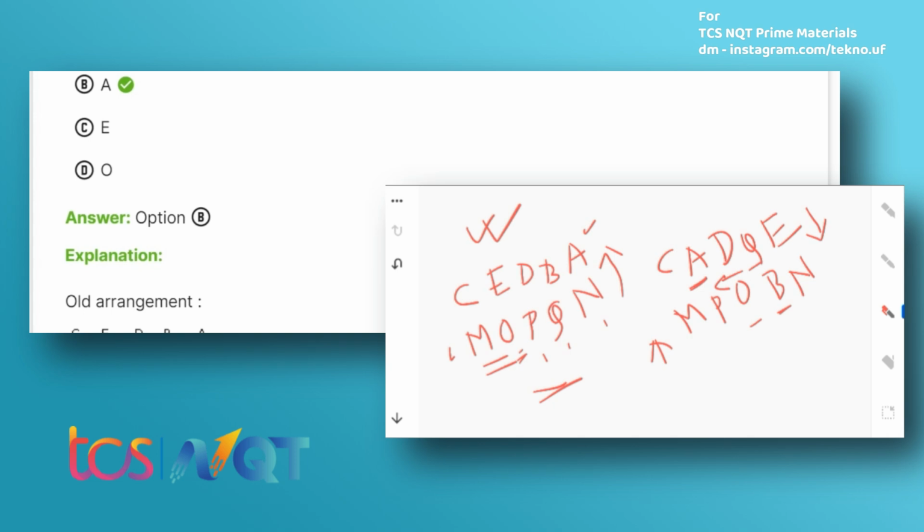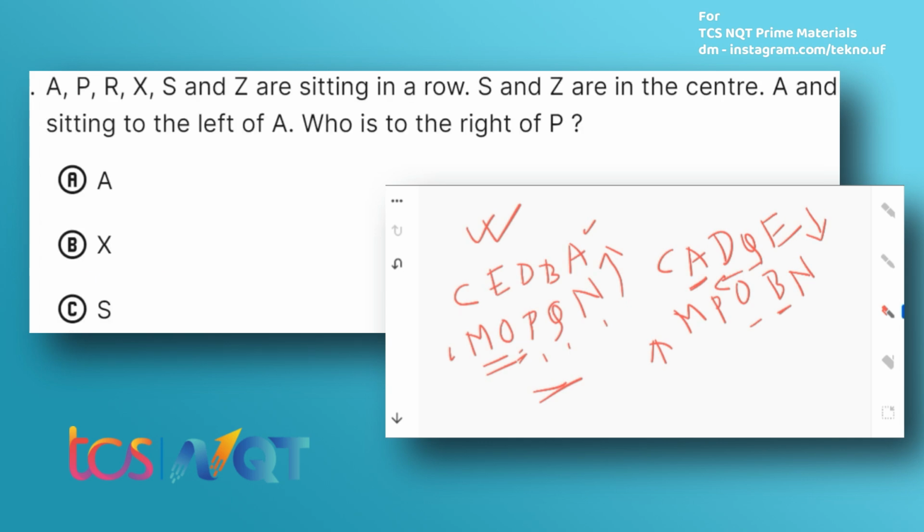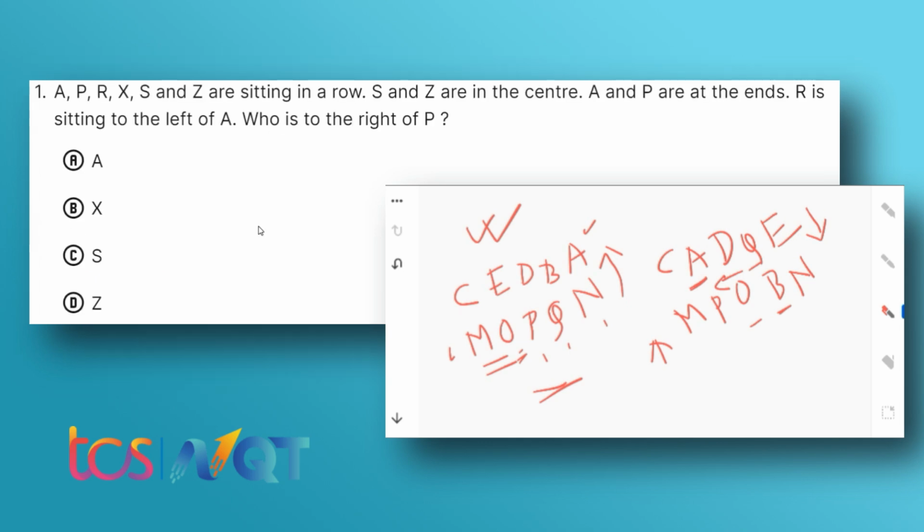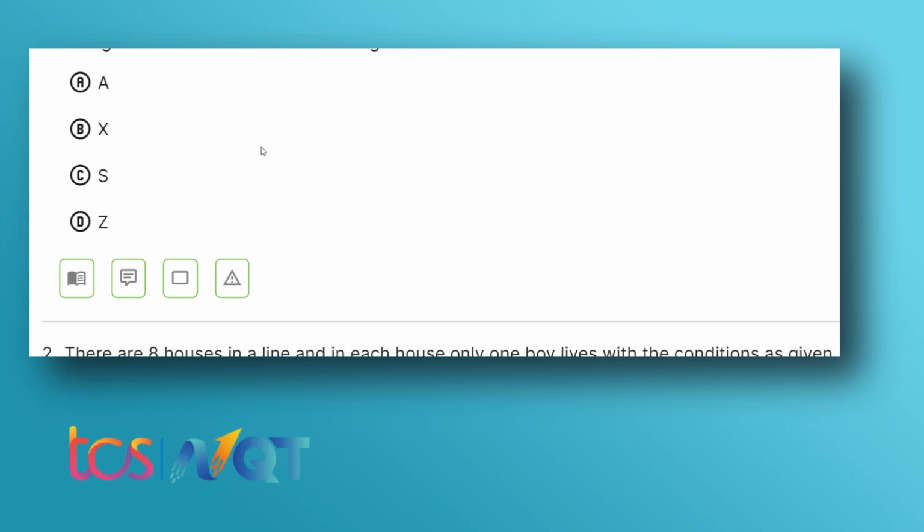Okay. So let me show you a quiz question. I hope you will give the answer. So A, P, R, X, S and Z are sitting in a row. S and Z are in center. A and P are at the ends. R is sitting to the left of A, who is to the right of P. I hope you will give the answer.